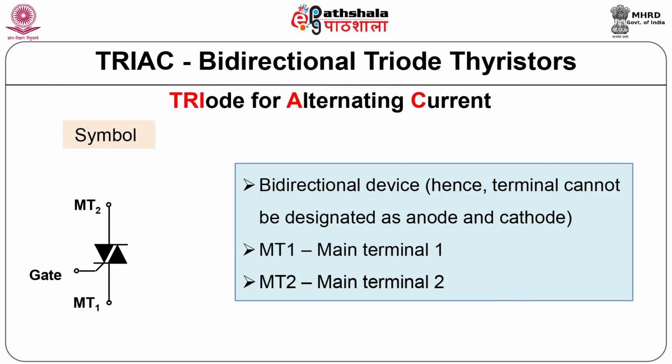TRIAC, the bidirectional triode thyristor. It is an abbreviation of triode for alternating current. Its symbol is as shown in the figure. Since it is a bidirectional device, terminals cannot be designated as anode and cathode. So, terminals are designated as MT1 and MT2, that is main terminal 1 and main terminal 2.